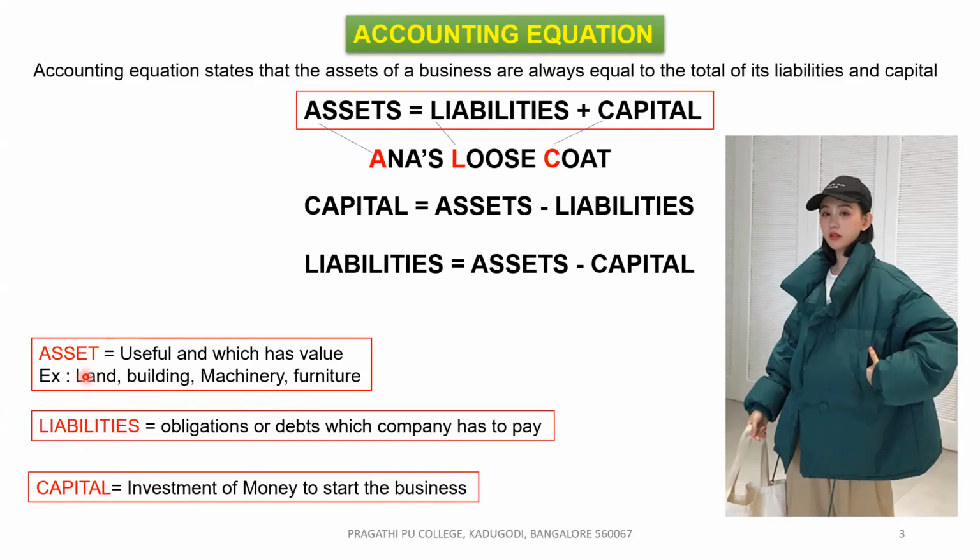Asset means useful and valuable. Liability is what the company has to pay. So you know what asset, liability and capital are; this has been repeated in every class, right? So what is the accounting equation? Anna's loose coat. You should remember the shortcut: assets is equal to liabilities plus capital. Clear, everyone? Yes, sir.